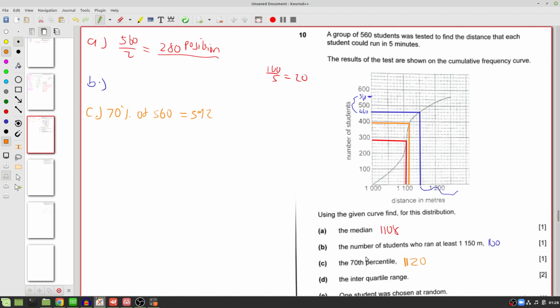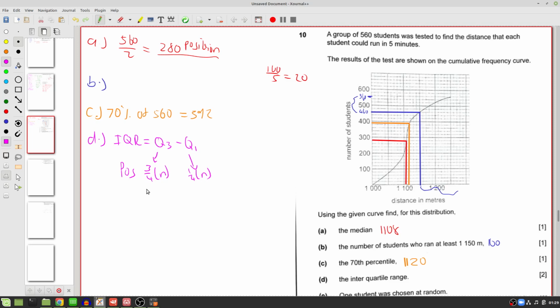Good. Interquartile range. What is the interquartile range? That is the third quartile minus the first quartile, Q3 minus Q1. To find Q3, let's write down the position. The position of Q3 is 3/4 of the total, and the position of Q1 is 1/4 of the total.